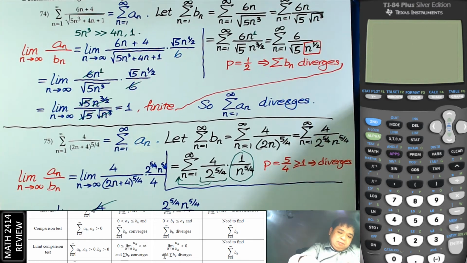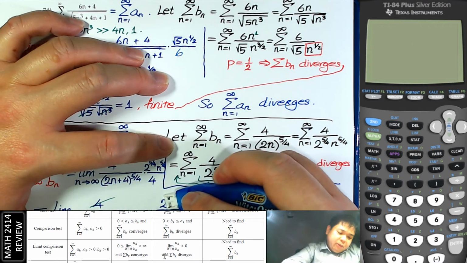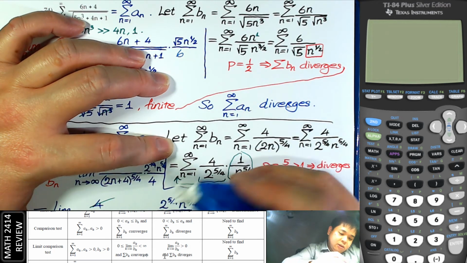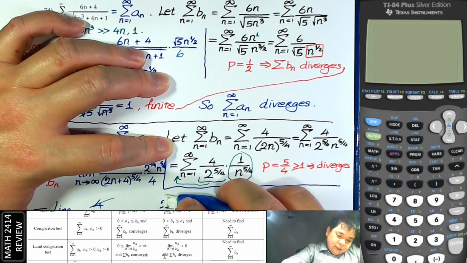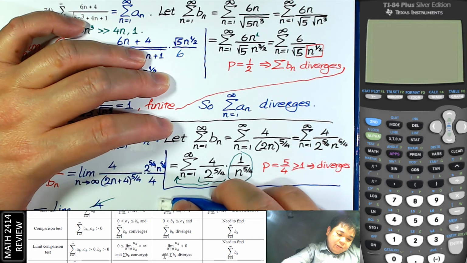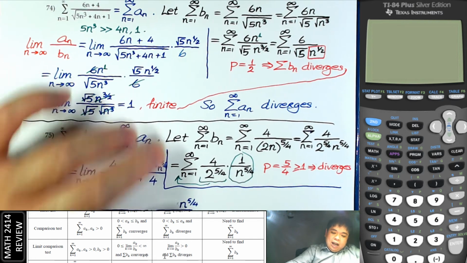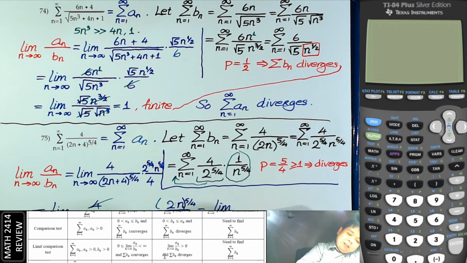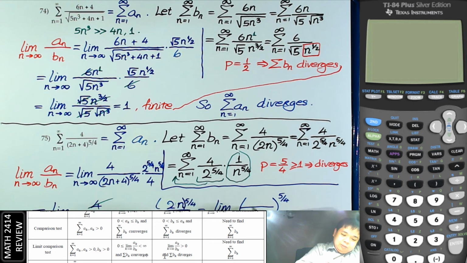Actually, both of them have the power of 5 over 4, so why don't we just keep that 2n like this? It's much more convenient that way. So now all of them have the power of 5/4. So we have 2n, and then 2n plus 4.